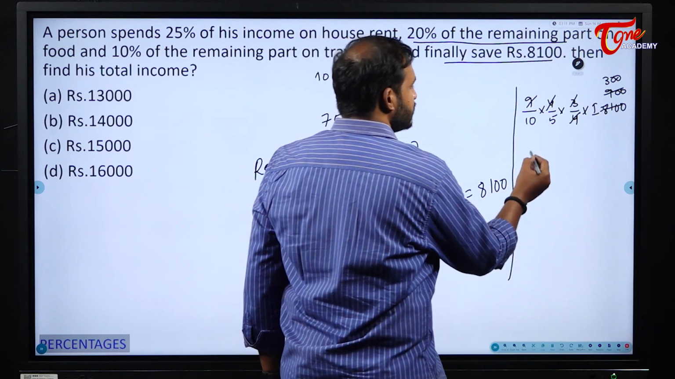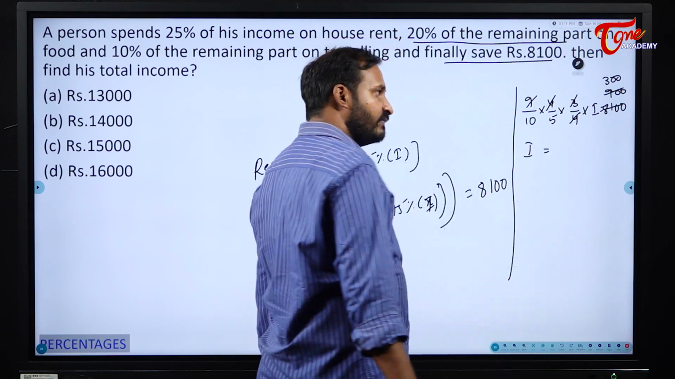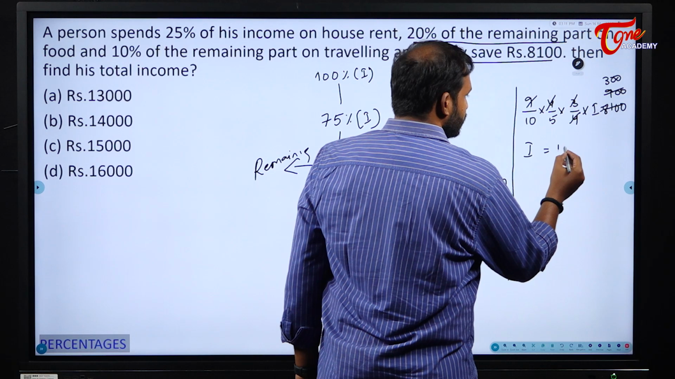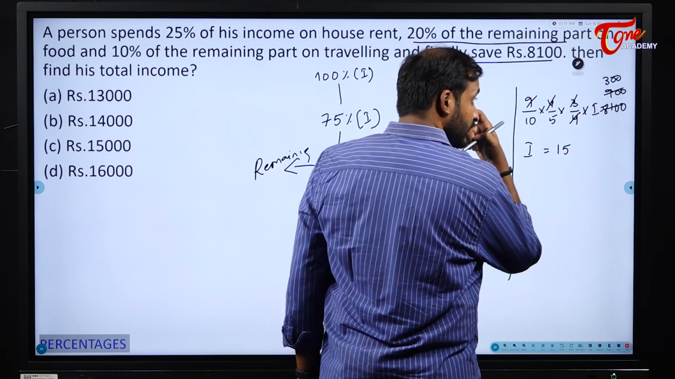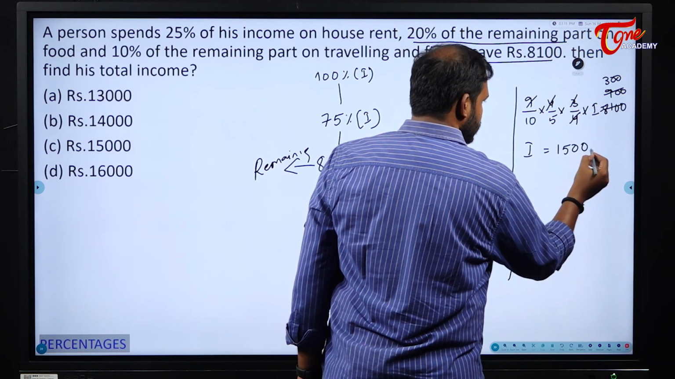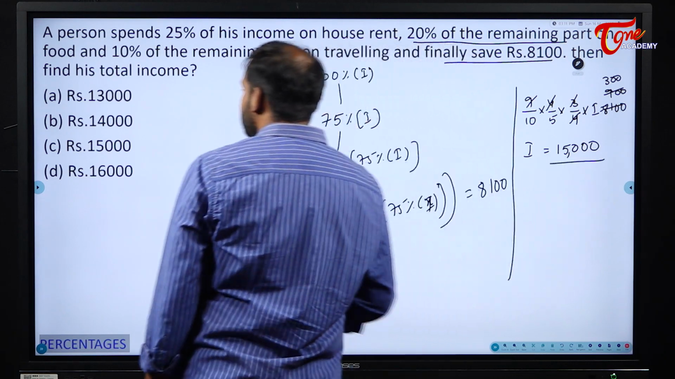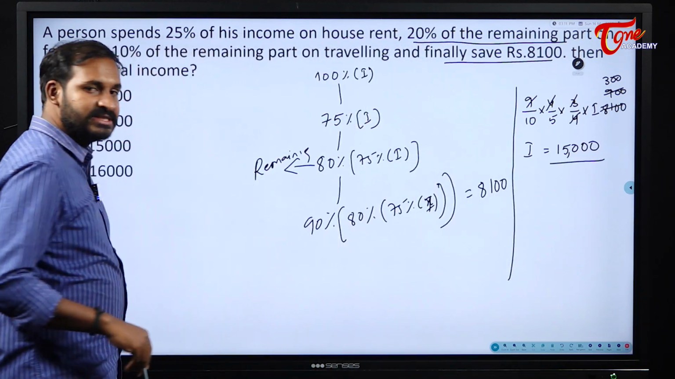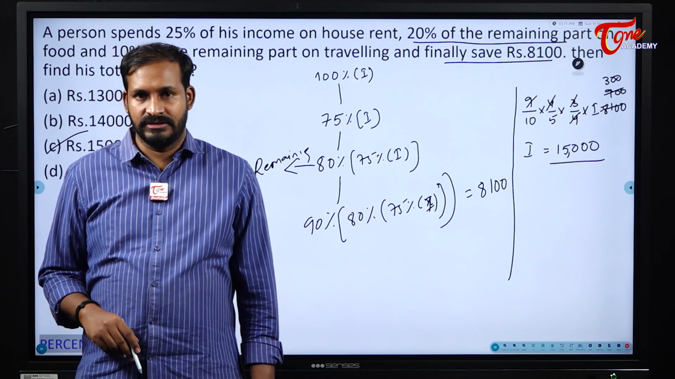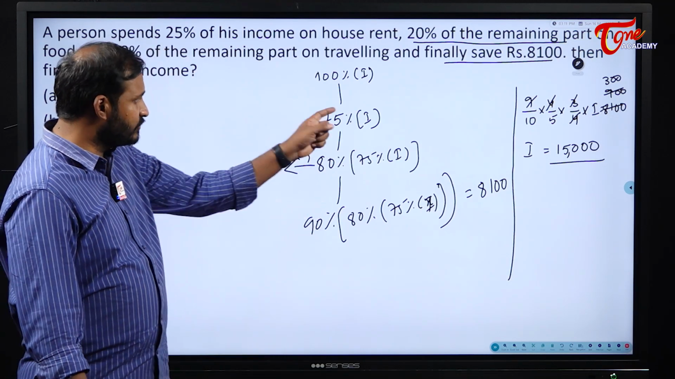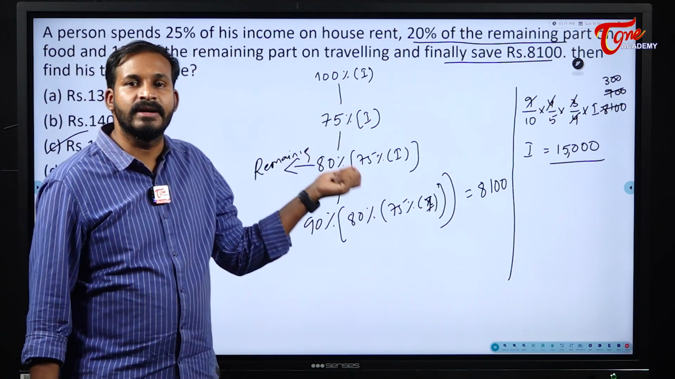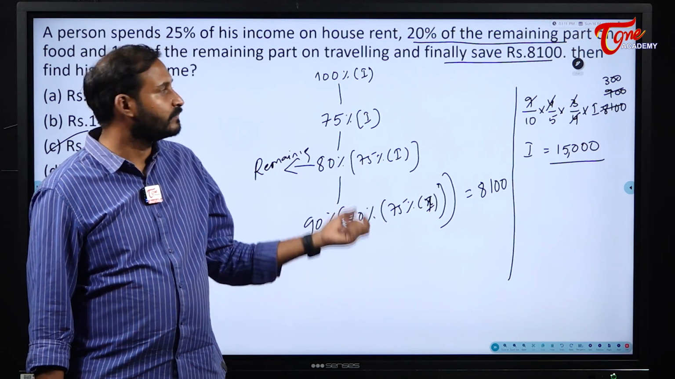So what is his income now? 10 5s are 50, 50 3s are 150 and 2 zeros. So his income is actually 15,000. Okay, so please students observe this one. Always I am writing the remaining values here.